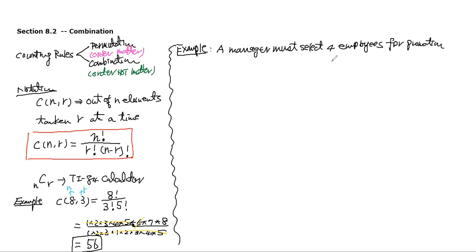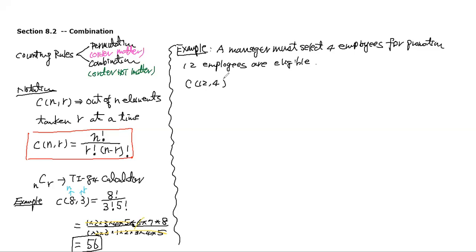For promotions, now I have 12 employees. They are eligible. So how many different ways? So we can use C what? 12, and I'm taking 4. That means it doesn't matter, all these 4 people are going to get the same promotion. So who is getting taken out first, who is getting taken out second, does not matter.